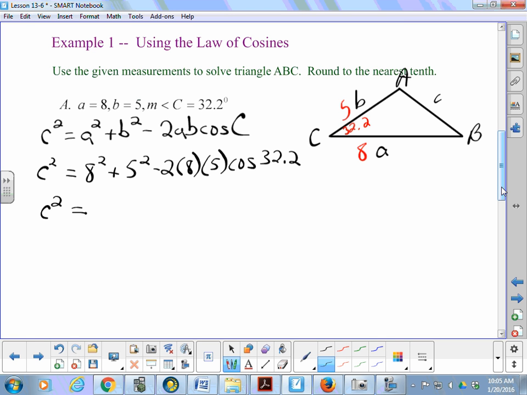Okay, 21.3. Then we take the square root of 21.3. So c is approximately 4.6. So the third side over here is 4.6. Now we know all three sides and an angle. We need to find the other two angles.